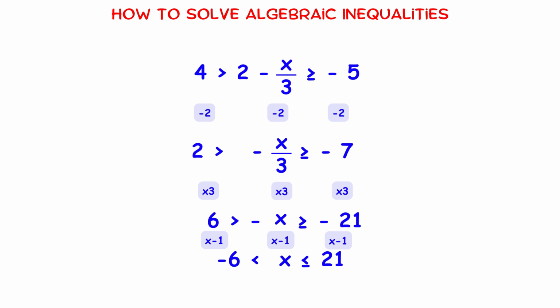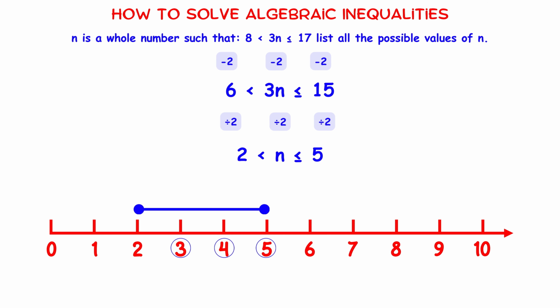The first thing you need to do here is rearrange it all to get the n by itself in the middle. So subtract 2 from everything to get 6 is less than 3n, which is less than or equal to 15, and then divide everything by 3 to get 2 is less than n, which is less than or equal to 5. At this point, we know that n has to be between 2 and 5, and can also be 5 itself. So because we were told in the question that n is a whole number, we know that the only possible values of n are 3, 4, and 5.